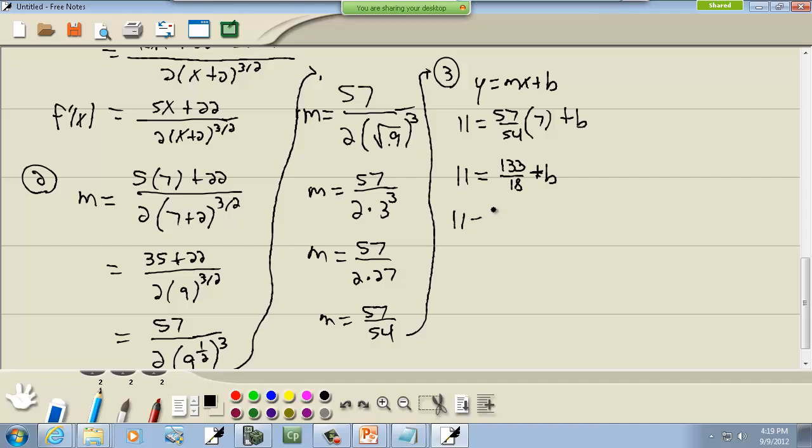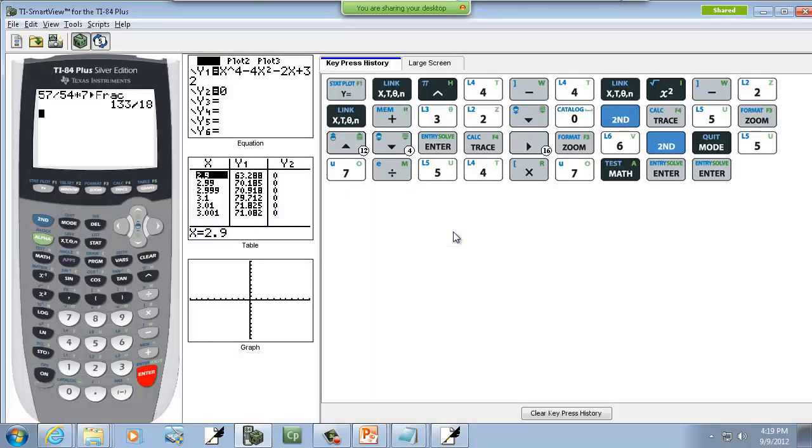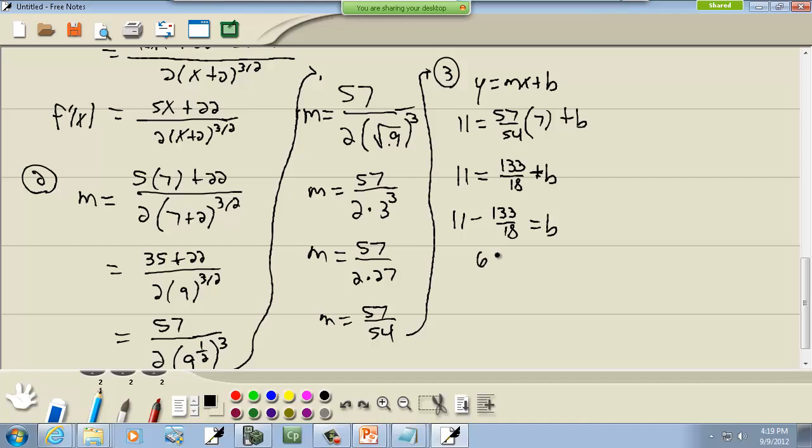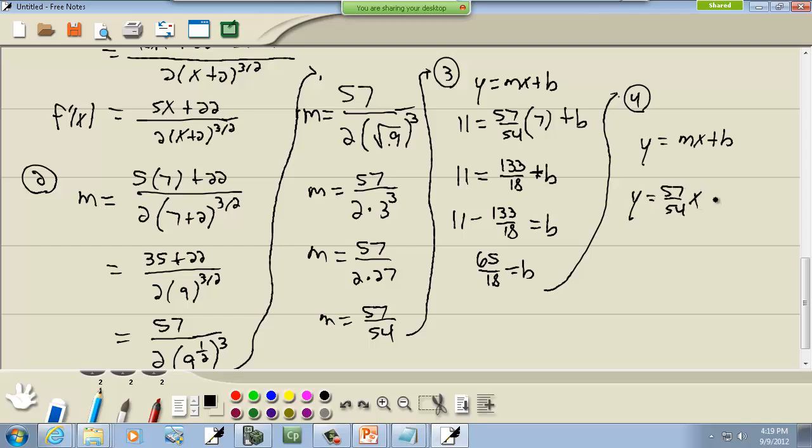Now take that over to the left side, and we got negative 133 over 18. So 11 minus 133 over 18. Math, enter. 65/18. And so step 4. Write our answer down. Well, m, we said, was 57 over 54, and b was 65 over 18. So that'd be our answer.